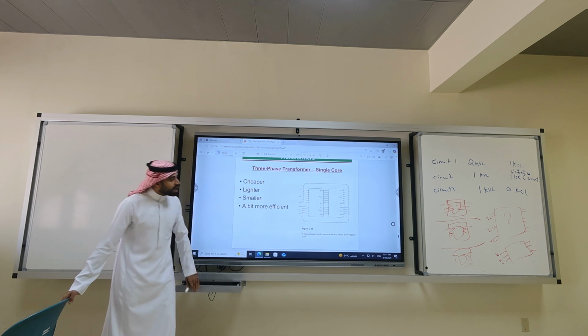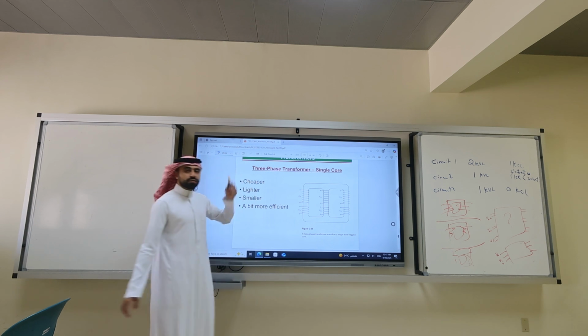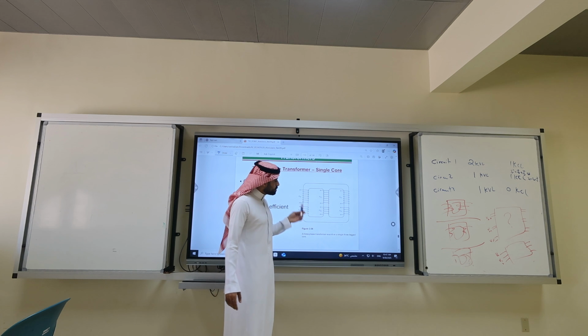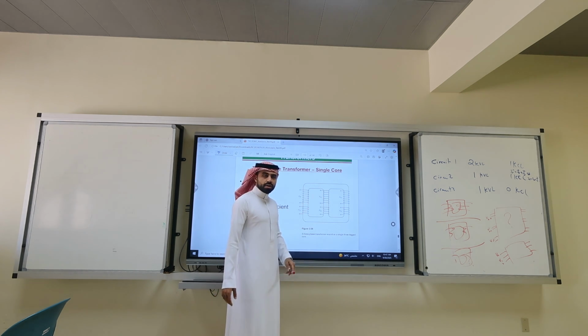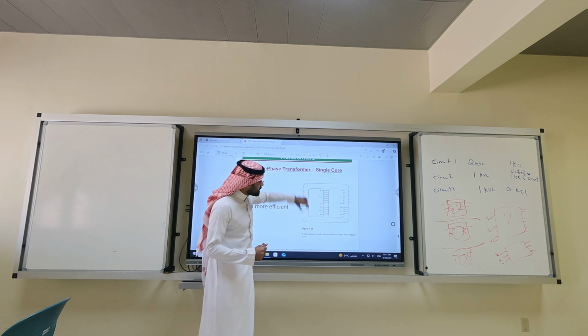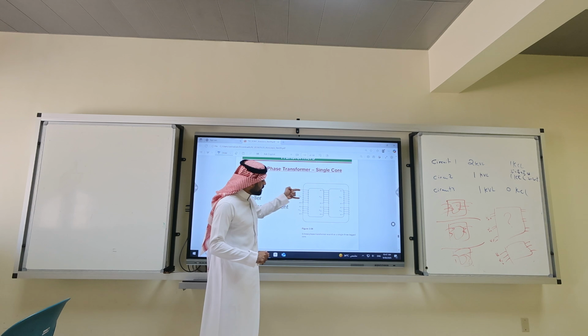What if I tell you I can have a single core, 3-phase transformer? How many cores do I have here? 1 core. Okay. It's shaped like two squares. 3 legs. Every leg is a phase. So you put VA here, you get it here.